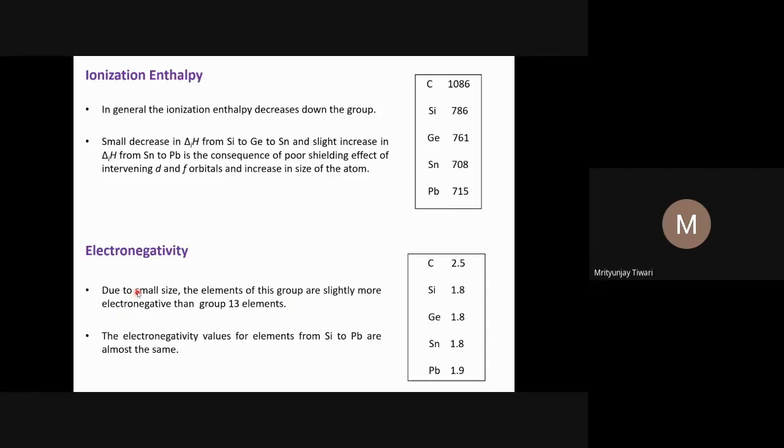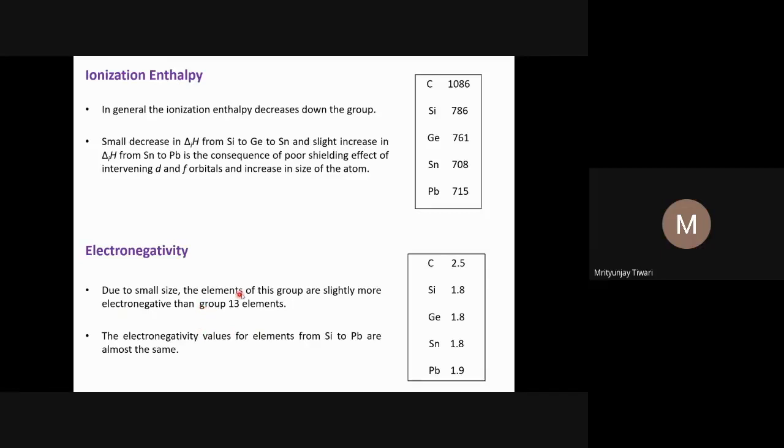So now let's look into the electronegativity. Electronegativity, as we have seen in the periodic trends, usually decreases. What we see in the carbon family in particular, and we are magnifying all of this, is that carbon's electronegativity is highest in the group, and after that the electronegativity value is almost the same. For silicon, germanium, tin on the Pauli scale, the value is 1.8, 1.8, 1.8, and for lead it slightly increases to 1.9. So one can consider that from silicon to lead, there is almost no change in the electronegativity value.